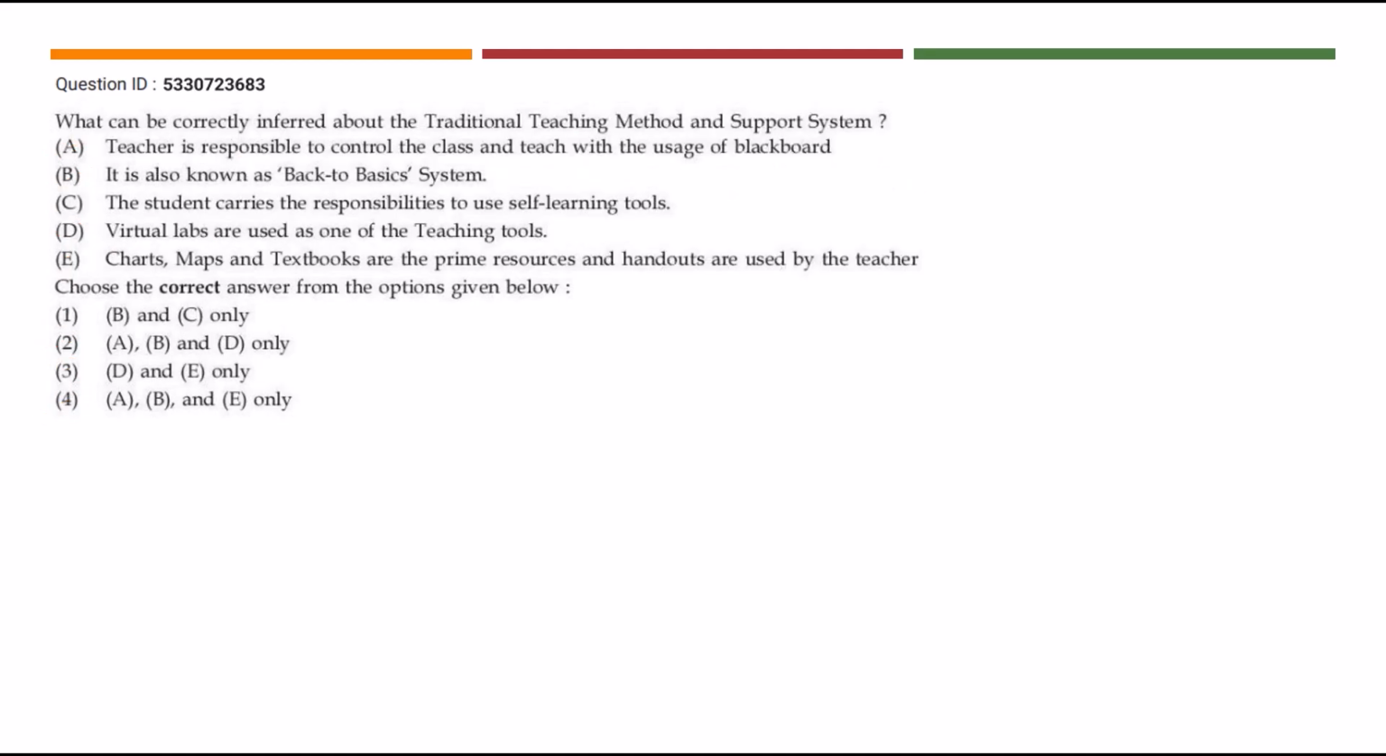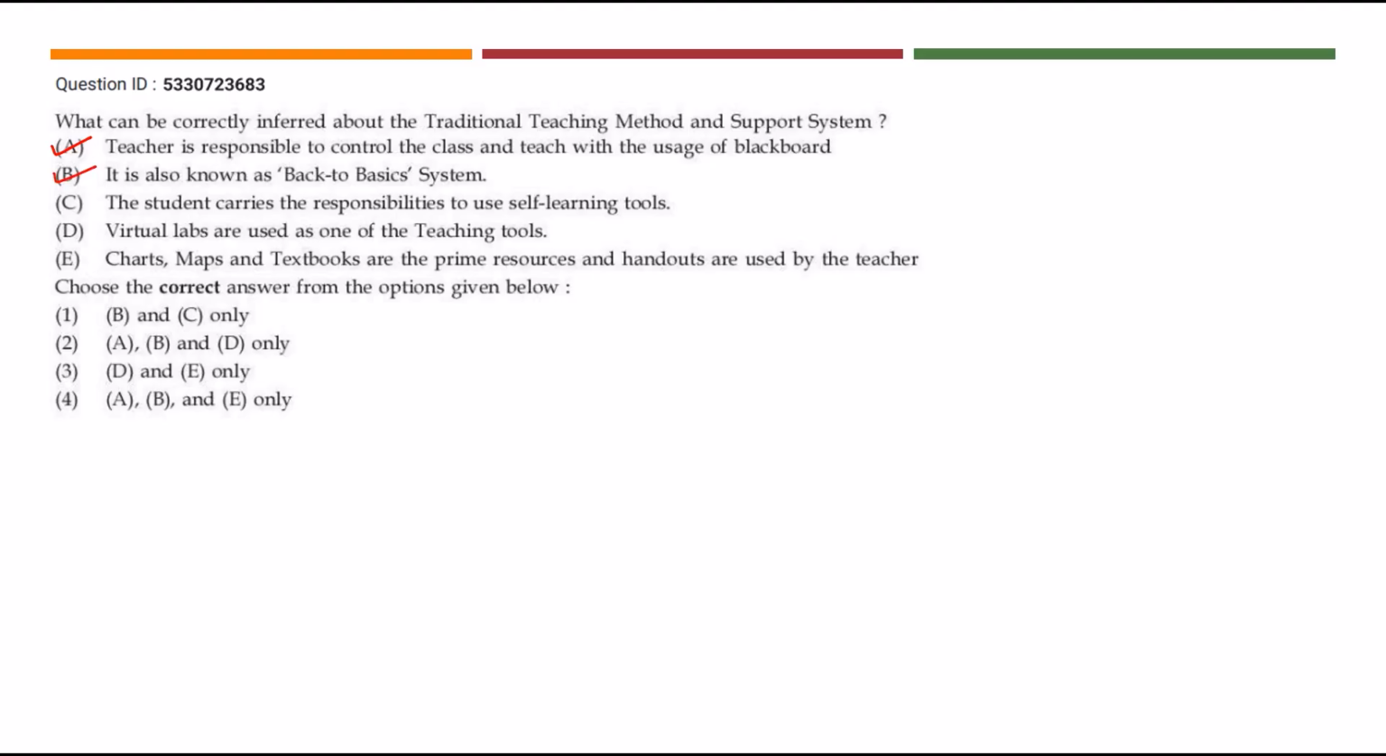Next question. What can be correctly inferred from the traditional teaching method and support system? So, we have to keep traditional teaching method in the mind and then answer the questions. Teacher is responsible to control the class and teach with the usage of blackboard. Yes, it is right. It is also known as back to basic system. It is actually called as back to basic system. This is also right. C.